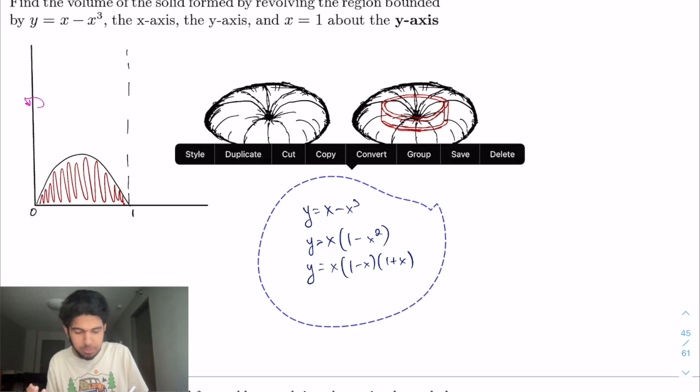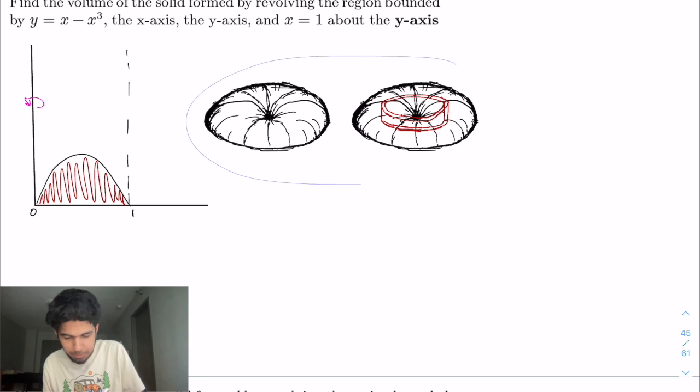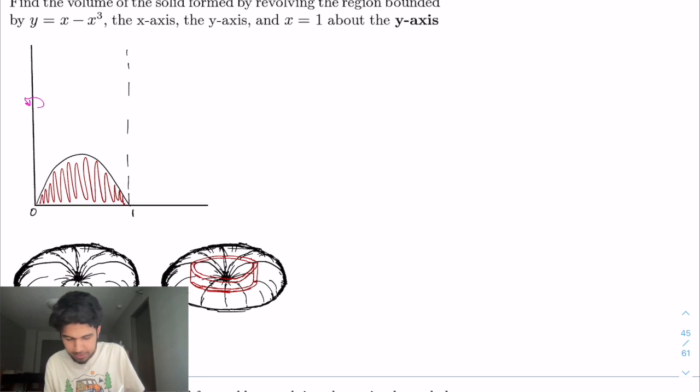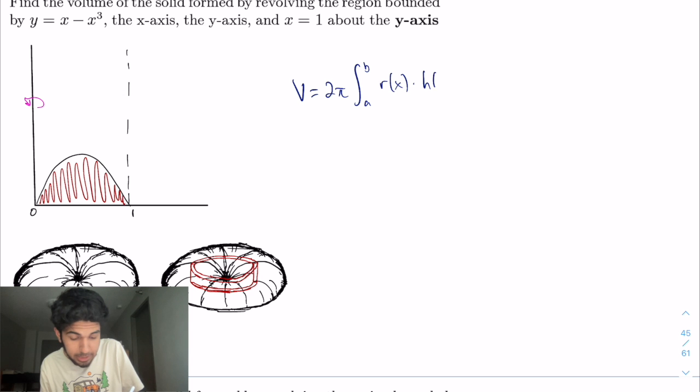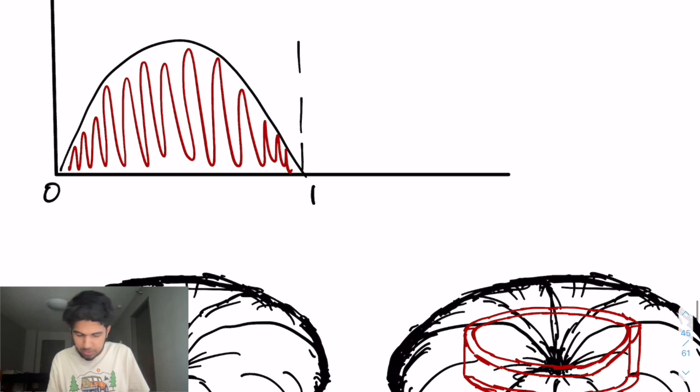Remember, we're now going to be integrating with respect to x. So let's pull up the equation and try fiddling around with it. V equals 2 pi integral from a to b of r of x times h of x times dx. So let's try to figure out what exactly is going on here.